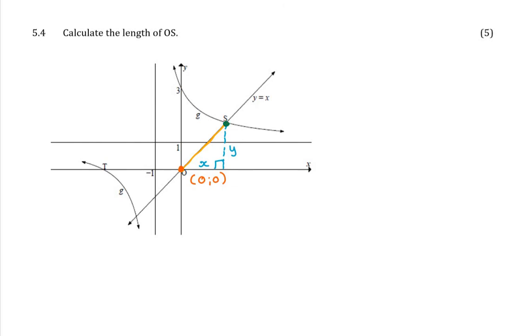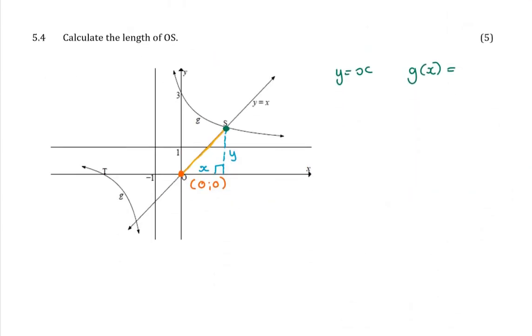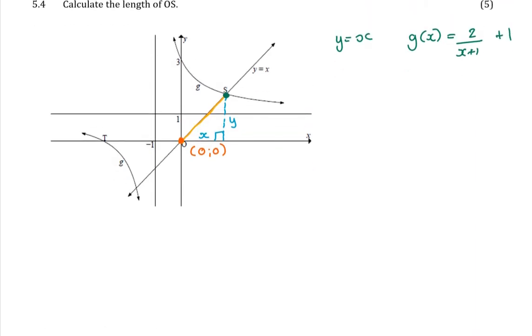Now, what we need to realize is that's a point of intersection. So I need to equate my graphs. So my straight line is y is equal to x, and my hyperbola is g of x equals, let me just go remind myself, it's 2 over x plus 1 plus 1. Now you want to find a point of intersection. So I want to make these two y values equal to each other. And so there we go.